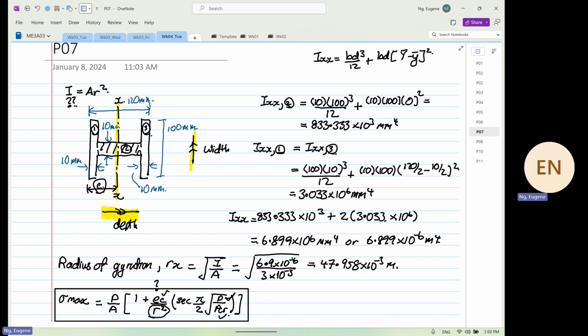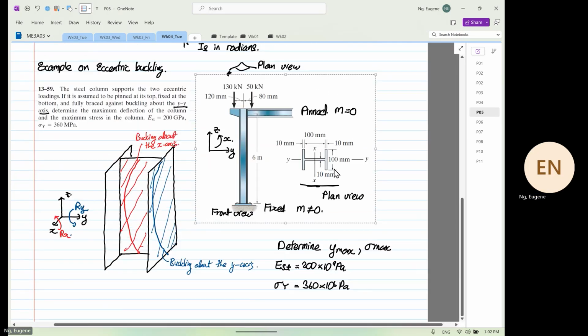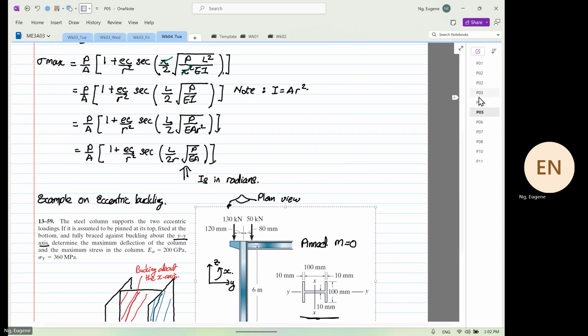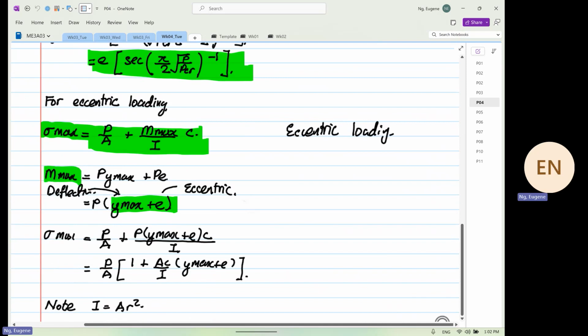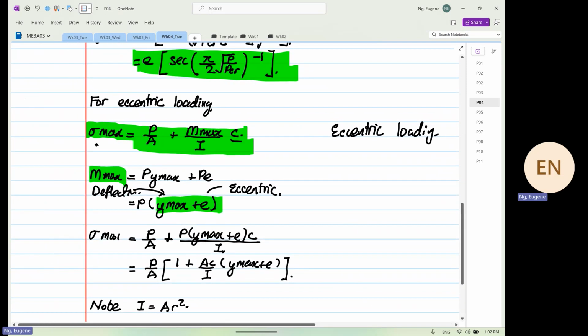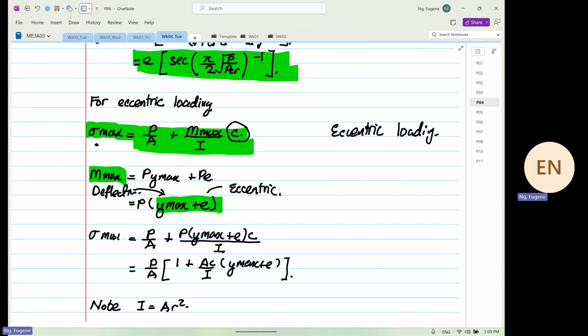Remember the formula that we derived? Remember this? I know we did not copy this. The maximum stress is down here, which is where C appears. C is the furthest distance away from the centroid. That's the problem of us not deriving, right?